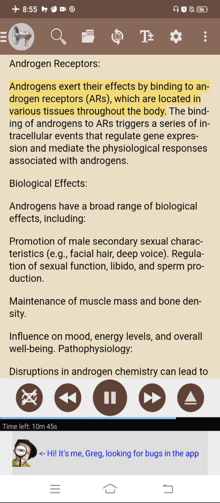Androgens exert their effects by binding to androgen receptors, ARs, which are located in various tissues throughout the body. The binding of androgens to ARs triggers a series of intracellular events that regulate gene expression and mediate the physiological responses associated with androgens. Biological effects.